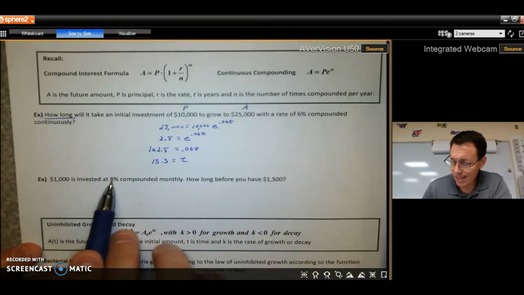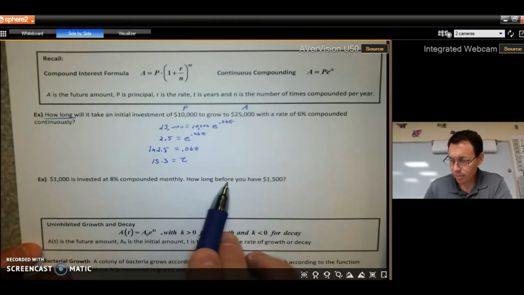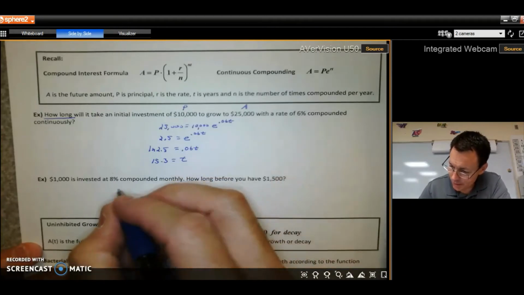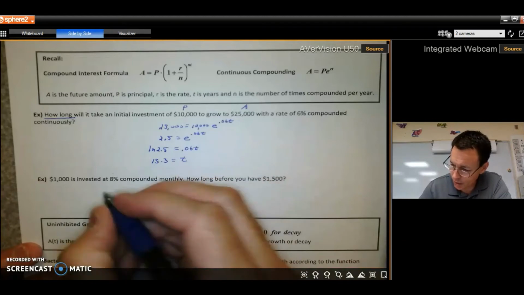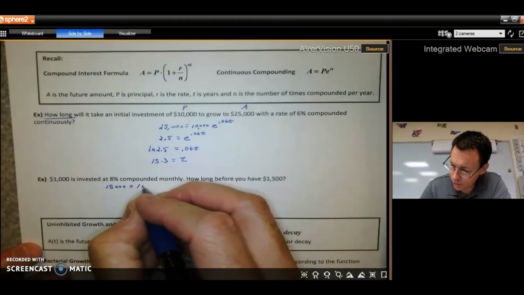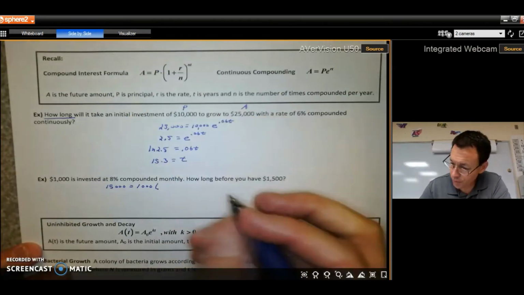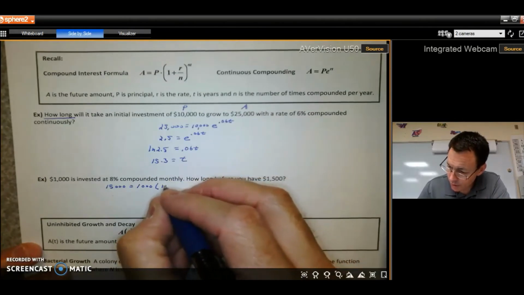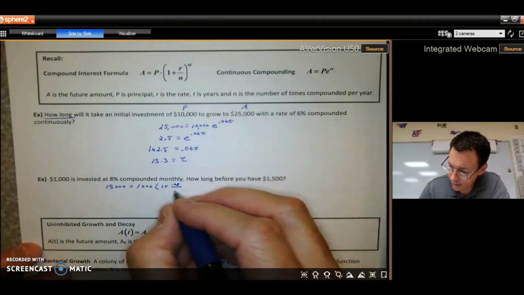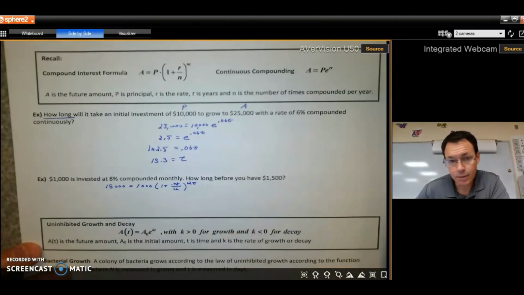1,000 is invested at 8% compounded monthly. How long before you have 1,500? Now, I did not give a lot of space here, so I'm going to start over here. I may have to do two columns. So 1,500 equals, we're starting with 1,000. Now, this is compounded monthly, so this will be this formula. 1 plus 0.08 divided by 12, to the 12t power.